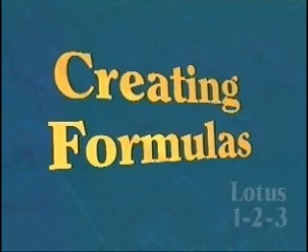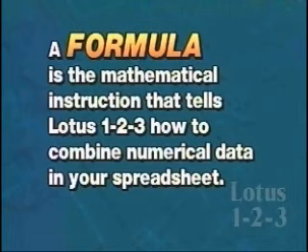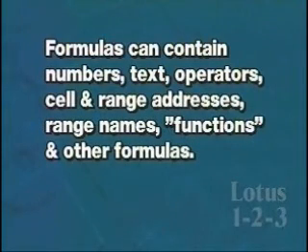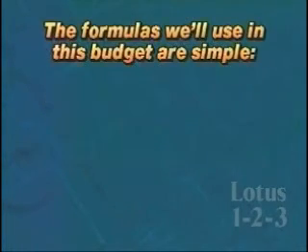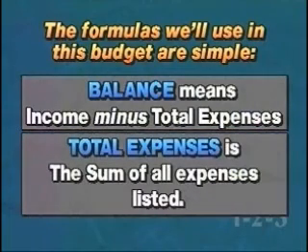Now that we have some labels in our budget spreadsheet, the next step is to write the formulas that will automatically do the arithmetic for us. A formula is simply the mathematical instruction that tells Lotus 123 how to combine numerical data in your spreadsheet. Formulas can contain numbers, text, operators, cell and range addresses, range names, functions, and other formulas. The formulas we'll use in this budget are very simple. Balance means income minus total expenses. And total expense is the sum of all the listed expenses.